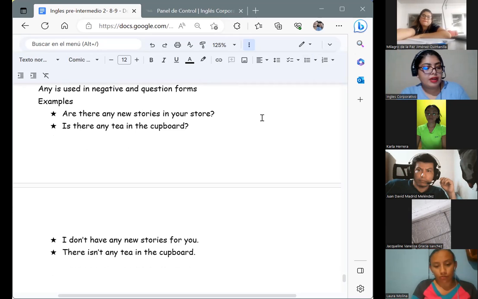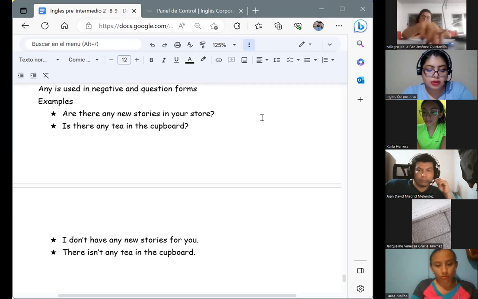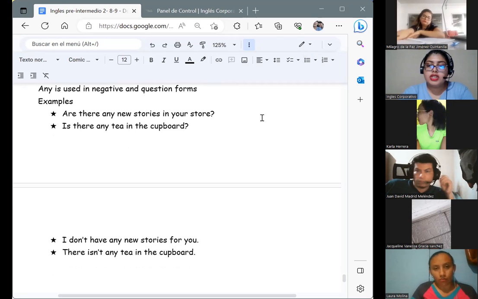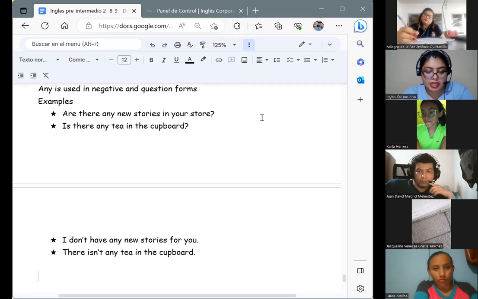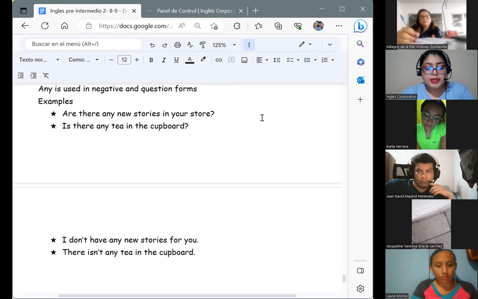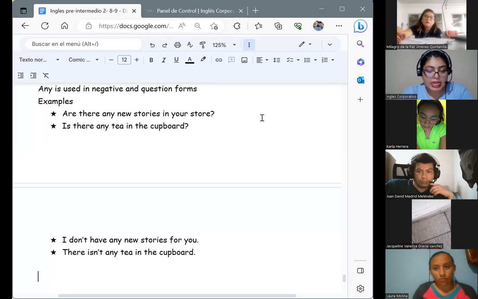Now, we have another thing with any. It says that any is used after words with negative meaning, such as without, never, seldom, rarely, and hardly. En este caso, como estamos hablando de negativos, vamos a utilizar los adverbs, como es without, never, seldom, rarely and hardly to use the word any.